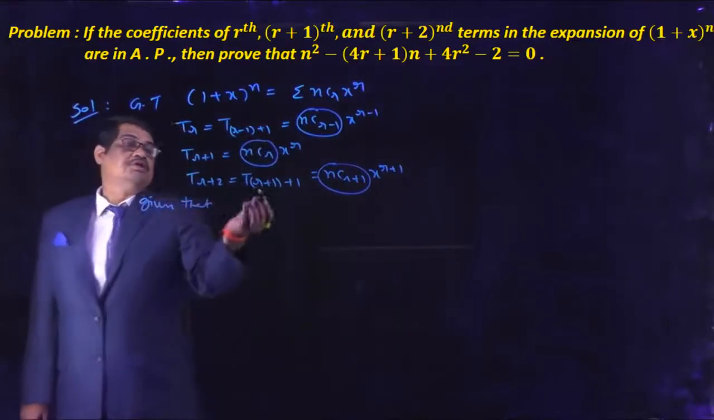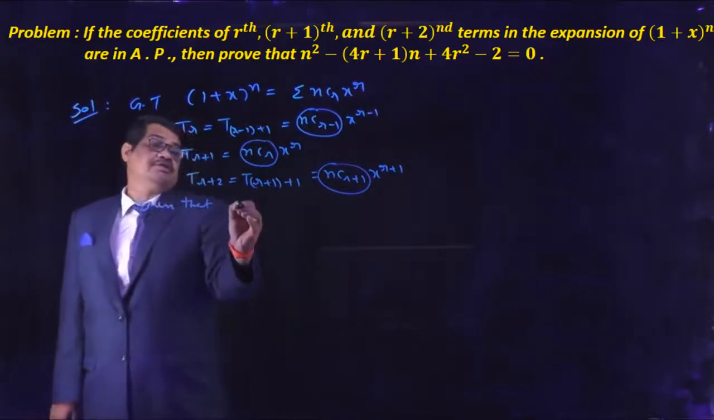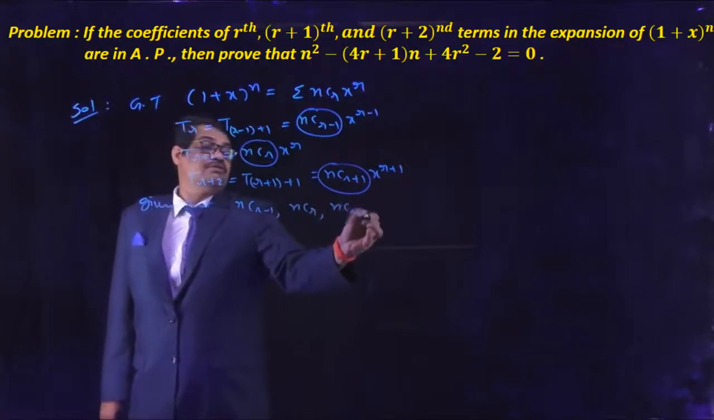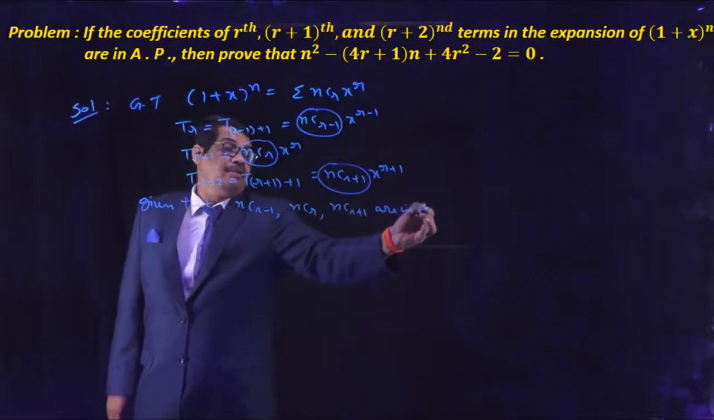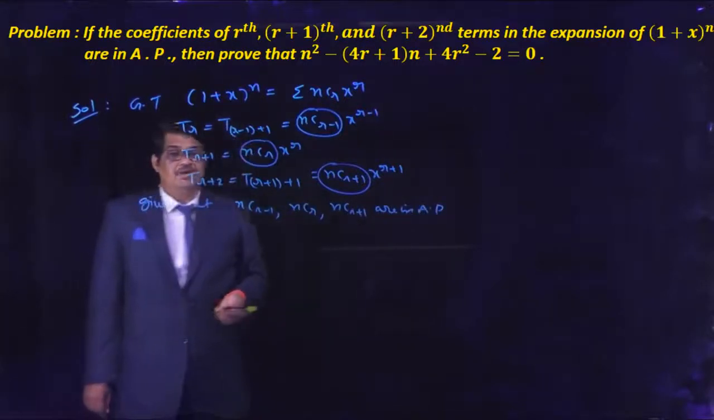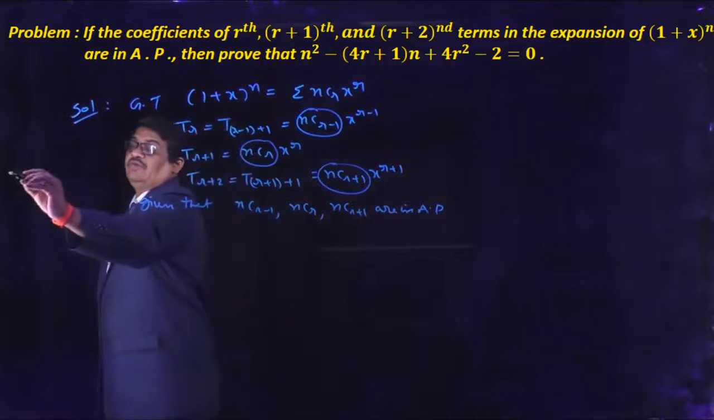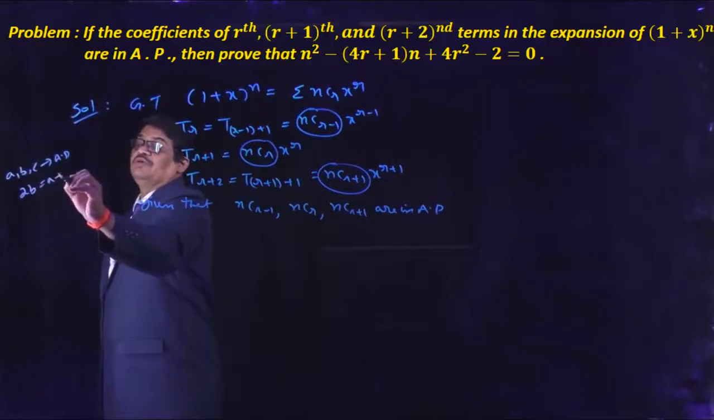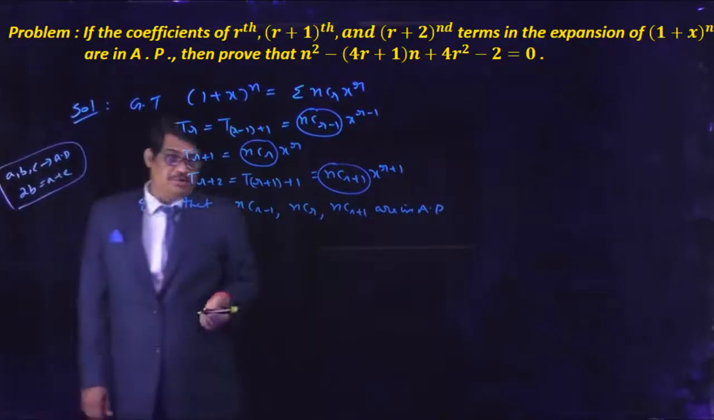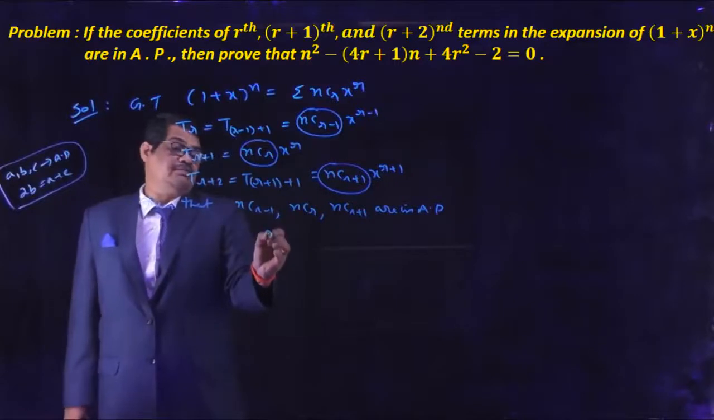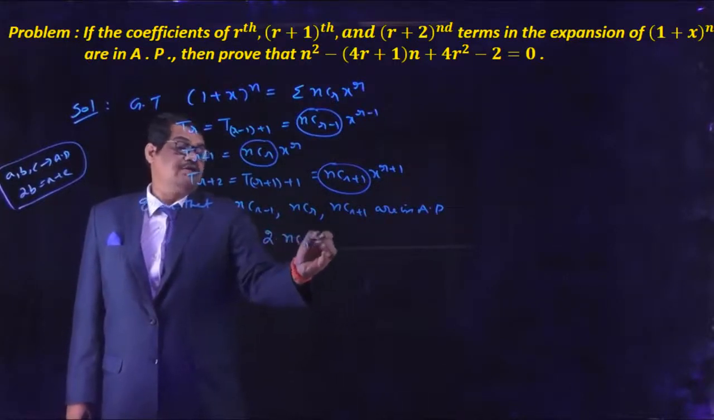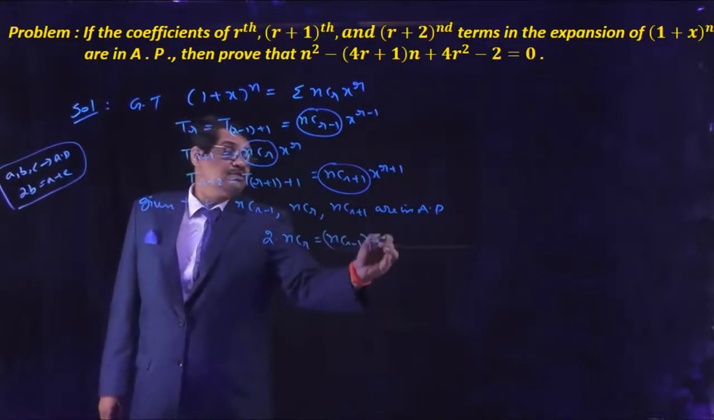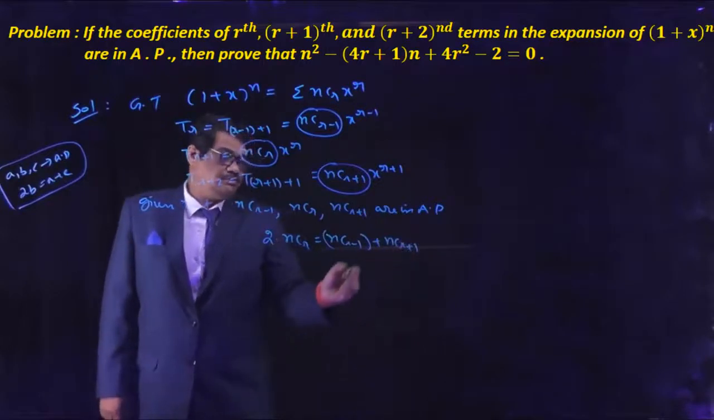Given that these coefficients are in AP, that is nC r minus 1, nCr, nC r plus 1 are in AP. These three factors are in AP. If any three quantities A, B, C are in AP, as we already discussed, then what is the property? 2B is equal to A plus C. We use that property here, that is 2 into the middle term. 2 into nCr is equal to nC r minus 1 plus nC r plus 1.